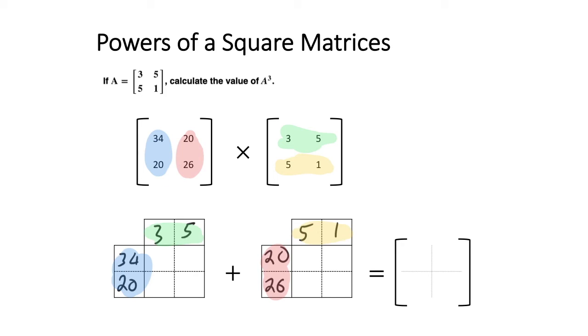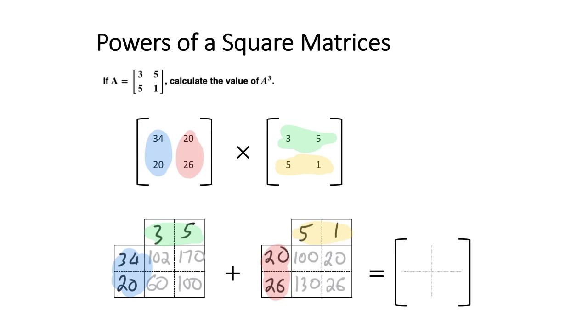So now that I've got those numbers set up, I can go ahead and complete each of the multiplications. 34 times 3 is equal to 102. 34 times 5 is equal to 170. 20 times 3 is equal to 60. 20 times 5 is equal to 100. So moving on to the second table, 20 times 5 is equal to 100. 20 times 1 is equal to 20. 26 times 5 is 130, and 26 times 1 is 26.